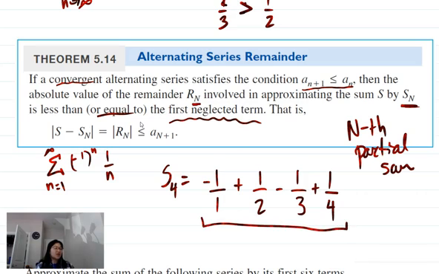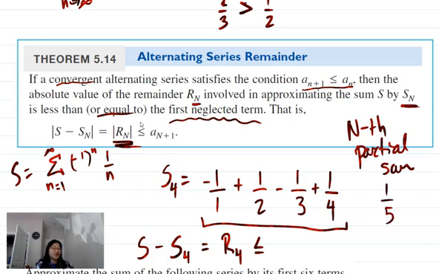The difference between our actual sum, which we're going to call S, and S sub 4 is going to be equal to the remainder R sub 4, which is less than or equal to our next term, which is going to be 1 over 5. So our difference is 1 over 5 between our fourth partial sum and our fifth partial sum. The only change is that we're subtracting out this 1/5.